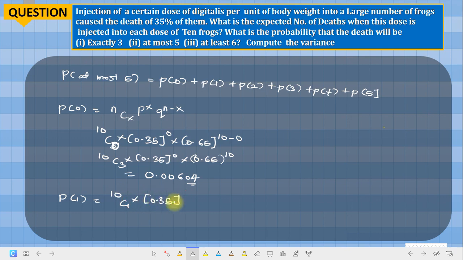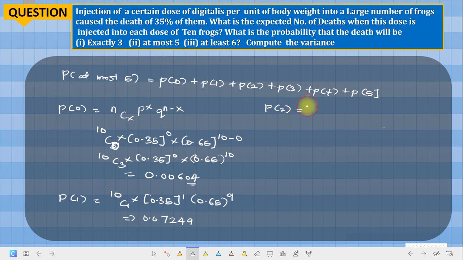0.35 raised to the power of 1, bracket 0.65 raised to the power of 10 minus 1. Of course, we know that 10 minus 1 is 9. So we erase this and put 9 here. So at the end of the day, when you press this in your calculator, it's going to give us 0.07249.